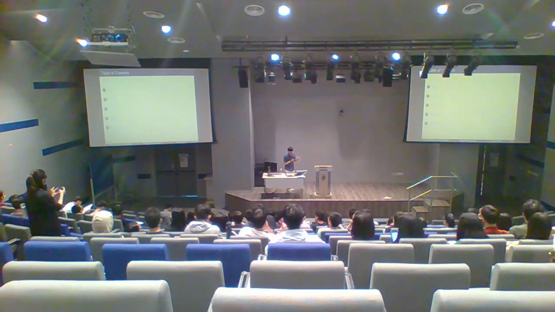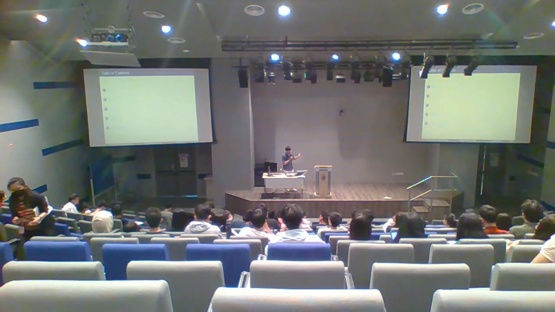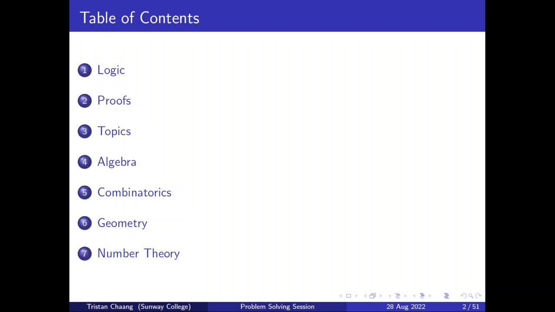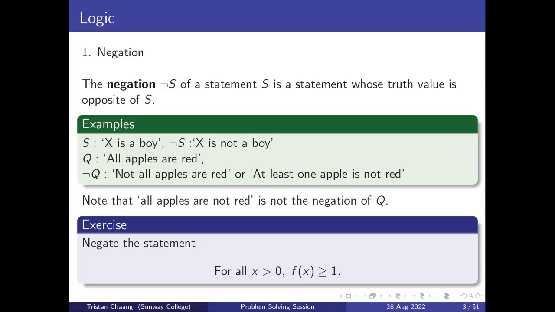Okay, just for you to have an expectation of what you will learn, I will go through a bit of logic and how proofs work in Olympiad, or even mathematics in general when you go to undergraduate levels, because it will be vastly different from high school maths. And then we'll go through a bit of topics, and today I will focus on the two main topics, which are algebra and combinatorics.